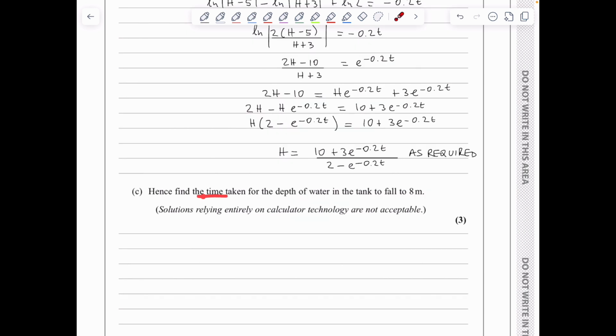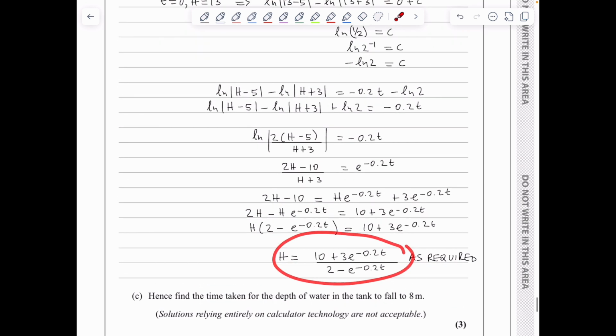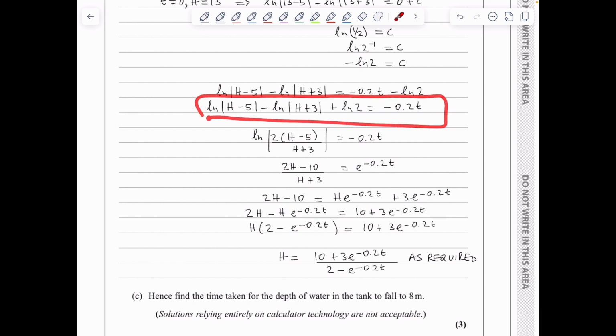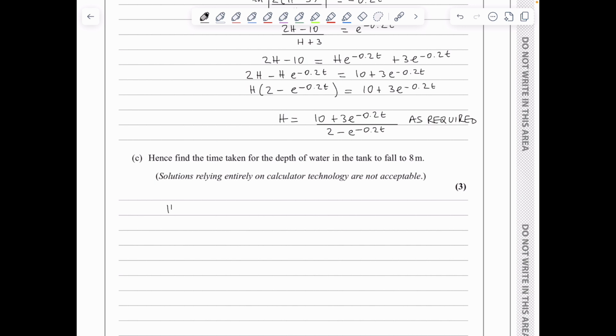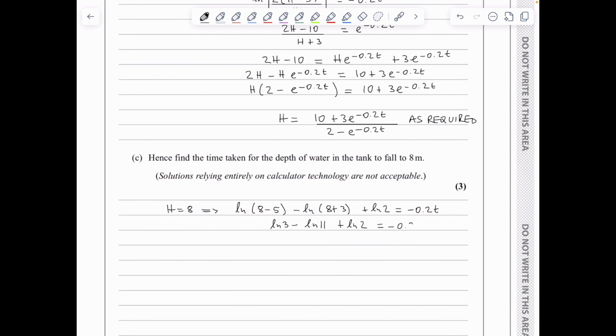In part C, we're asked to find the time taken for the depth of the water to fall to 8 meters. I will not be substituting capital H to be 8 here. Instead, I will substitute it into this equation here. It will make easier the calculation of t. So we will be putting capital H to be 8, leading to ln of 8 minus 5 minus ln of 8 plus 3 plus ln 2 is equal to negative 0.2t. So we're looking at ln 3 minus ln of 11 plus ln of 2 to be negative 0.2t.